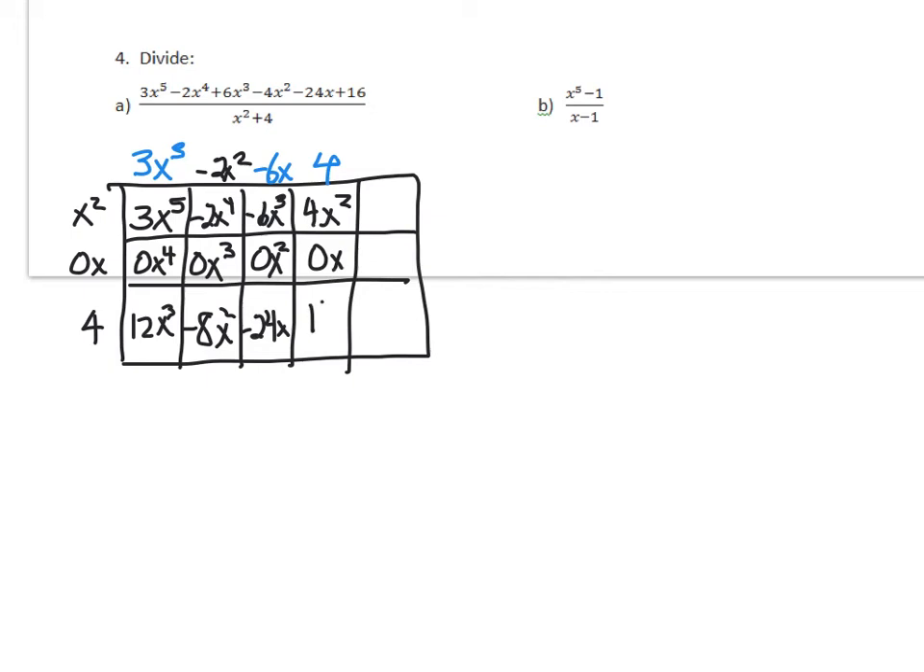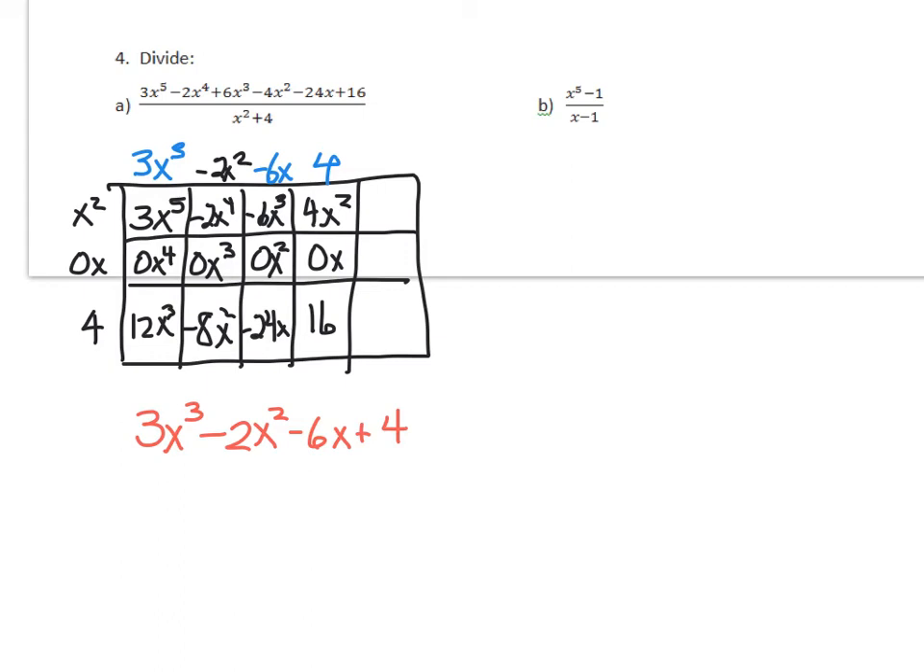4 times 4, 16. Now when I look at this whole box, I see that actually I'm done because this diagonal right here already adds to my negative 24x. Here's that positive 16 that I needed right here. And notice that my last part of my quotient is equal to a constant. So my answer here is going to be 3x to the third minus 2x squared minus 6x plus 4.